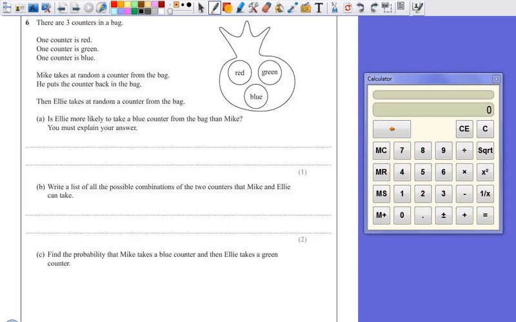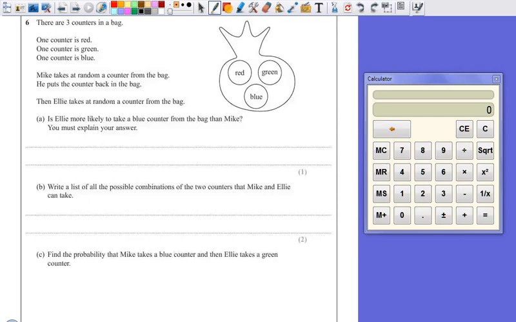Question 6. There are three counters in a bag. One is red, one is green, one is blue. Mike takes a random counter from the bag. He puts the counter back in the bag. Then Ellie takes a random counter from the bag. Question A. Is Ellie more likely to take a blue counter from the bag than Mike?